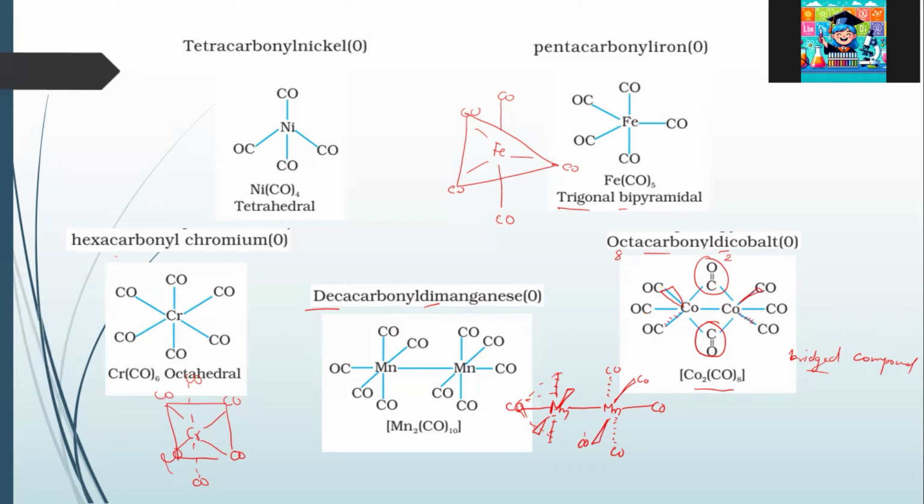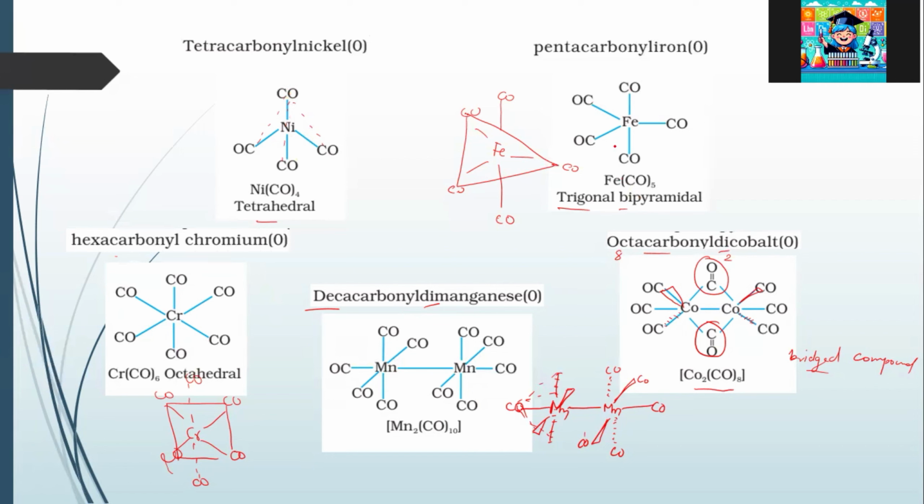So keep in mind for cobalt, the Co2(CO)8 structure is different. It has bridged carbonyl groups. So it has 2 bridged carbonyl groups. And nickel carbonyl, tetracarbonyl nickel, has a tetrahedral structure with the nickel at the center of the tetrahedron. Tetrahedron is like this. And the center of the tetrahedron is occupied by the nickel.